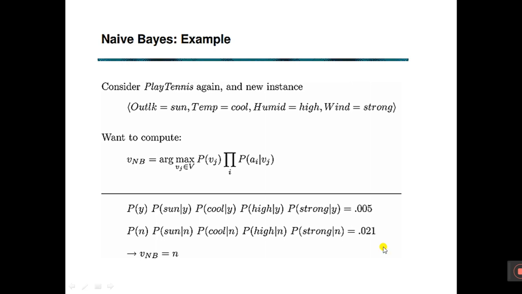So what you do is, take this textbook example: outlook sunny, temperature cool, humidity high, wind strong. Try to calculate the values as I did in my example. Try to get these values 0.05 and 0.021 by using this Bayes theorem calculation. Take that as an assignment and submit it. Similarly, I will give you one more probabilistic question based on Bayes theorem. That also you do as an assignment.